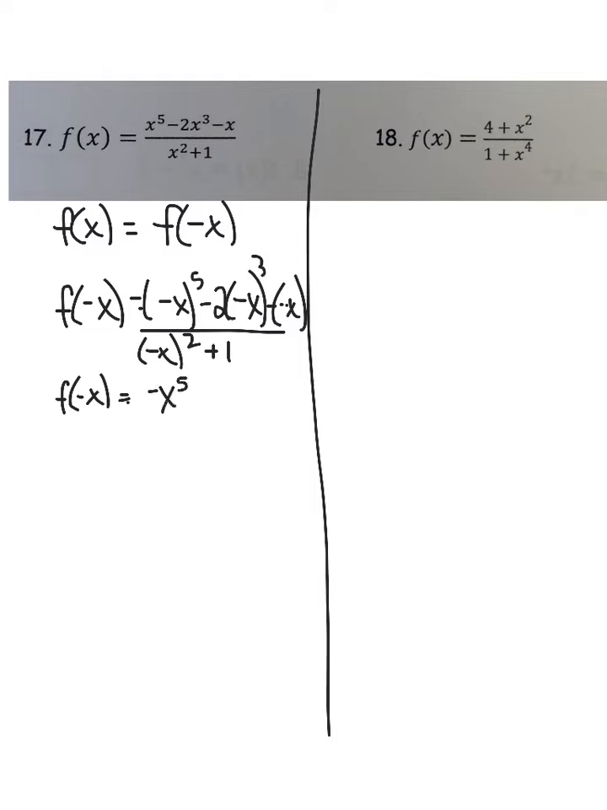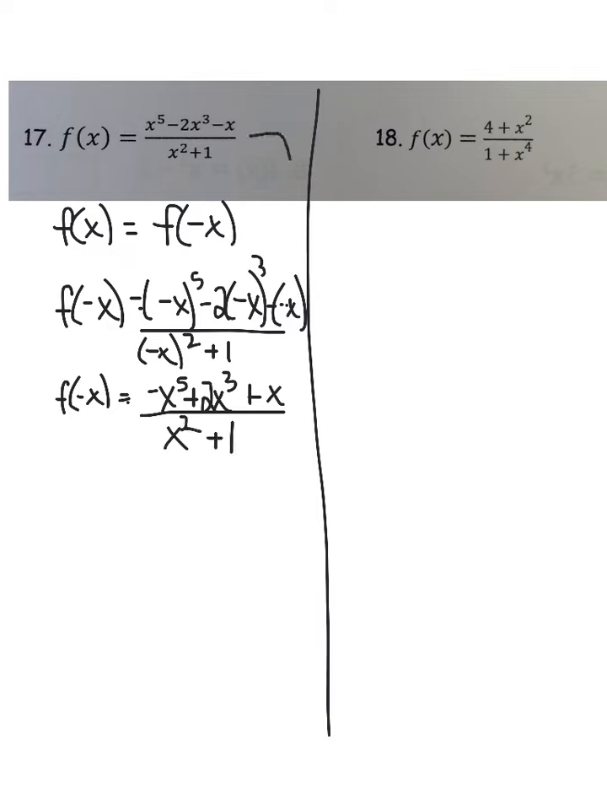And be a little careful here. I have a negative raised to the third power, which will keep it negative, but then times this negative will make that a positive 2x cubed. And again, we have a double negative here, so that's going to make that positive x. And in the denominator, a negative x, if I square that, is still positive, and then plus 1.